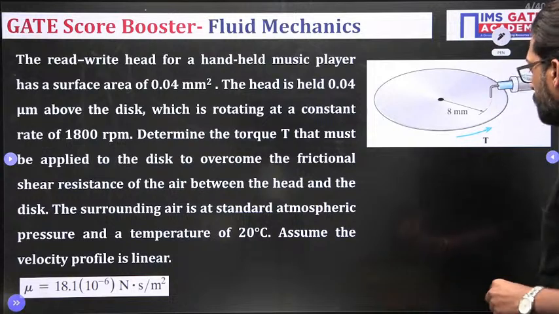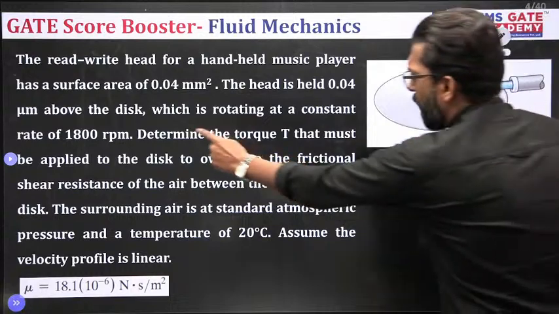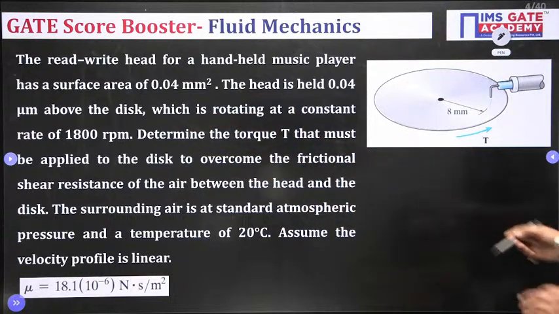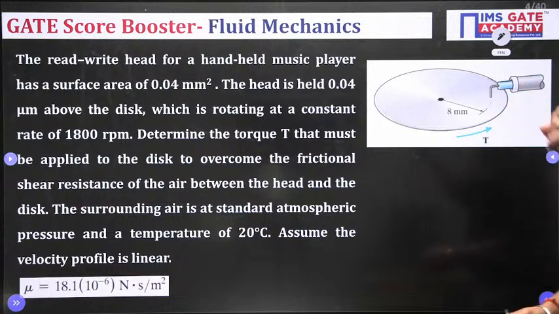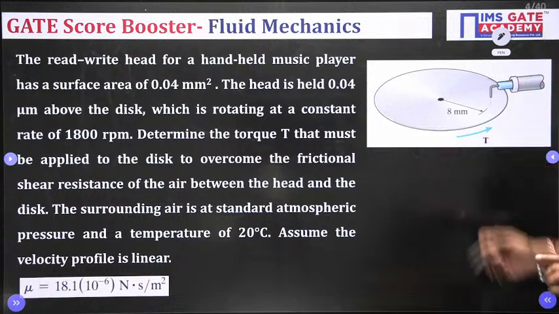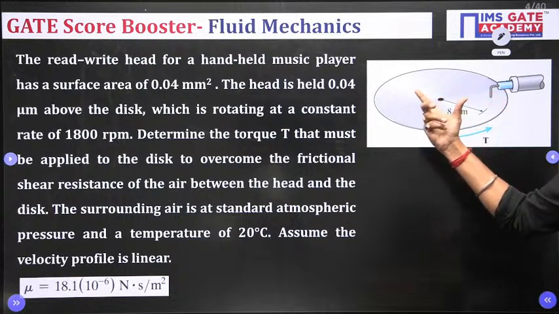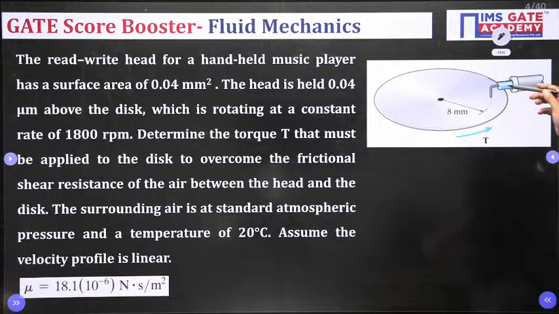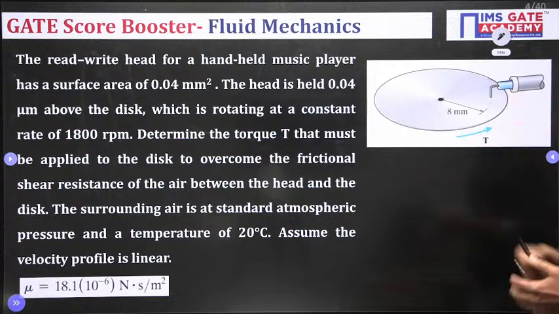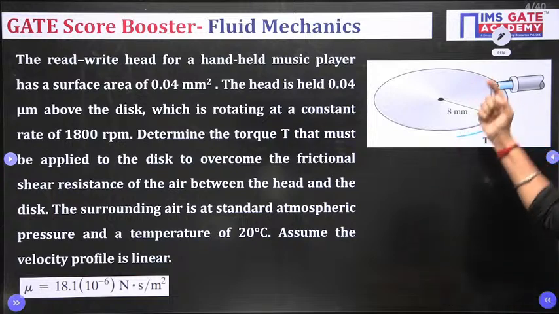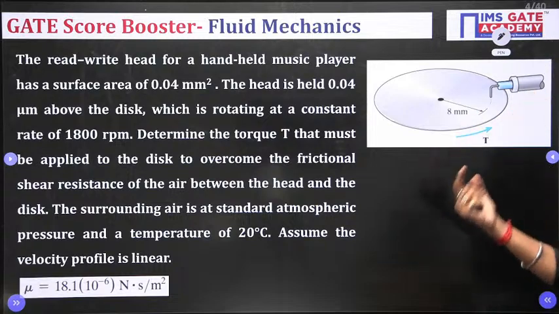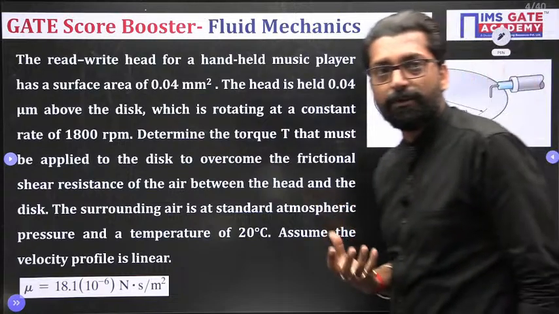So my dear, why do you have to find the torque? Because if you find the torque, you can easily find the power, that is, how much power will be consumed to rotate the disc. Why is power consumed? Because in between there is a fluid, and fluid has friction. Due to this friction there is a viscous force, which is a resisting force that tries to resist the rotation of the disc. So we have to compensate that viscous effect.